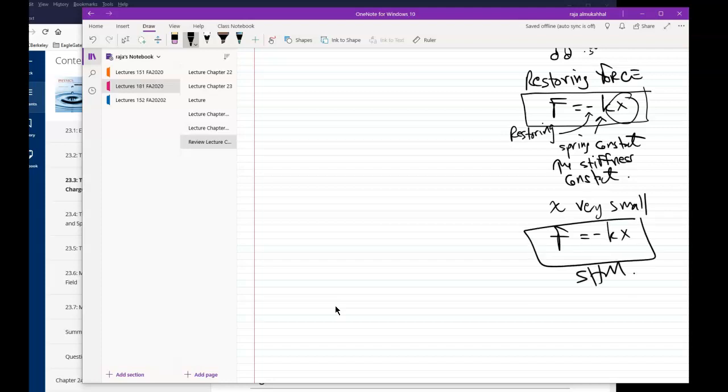Got it? However, if the oscillation is very large, say a pendulum swinging at 20 degrees or 30 degrees, that's not SHM at all, and this formula, F equals kx, does not apply to it. You get that? This is important.